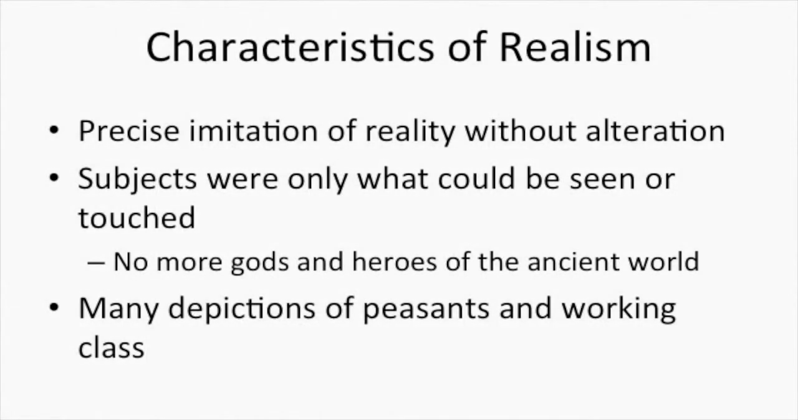So the characteristics of realism is they wanted a precise imitation of reality without alteration. Make things look exactly like they were, and only paint things which could be seen or touched. We're not talking about gods and goddesses, not religious themes, anything like that. We're talking about real world stuff. These artists also depicted lots of peasants and working class, which really went against conventions of the time. And so they were challenging the previous art movements in order to make something new.